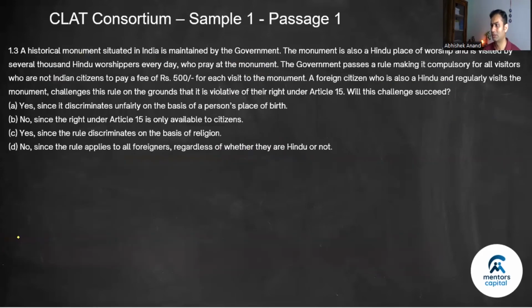All right. Let's come to number C. A historical monument situated in India is maintained by the government. The monument is also a Hindu place of worship and is visited by several thousand Hindu worshippers every day who pray at the monument. The government passes a rule making it compulsory for all visitors who are not Indian citizens to pay 500. A foreign citizen who is also a Hindu and regularly visits the monument challenges the rule on the grounds that it is violative of the right under Article 15.